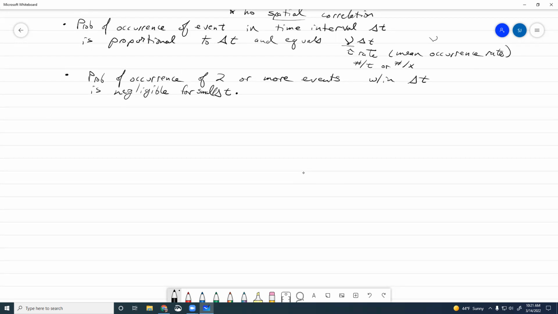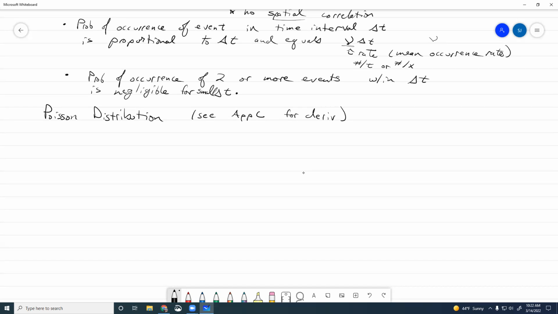So we'll write out the Poisson distribution. We're not going to derive it, but if you are interested in the derivation, you can see Appendix C for the derivation. I think I'll scan it and post it on Canvas too, just so you have it.